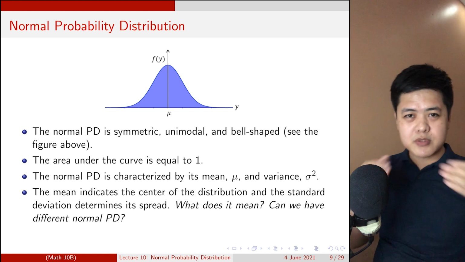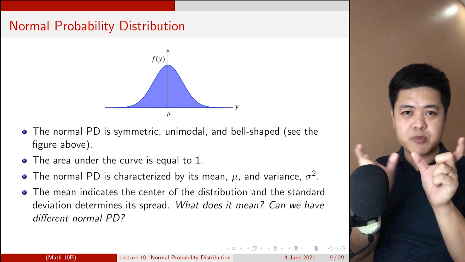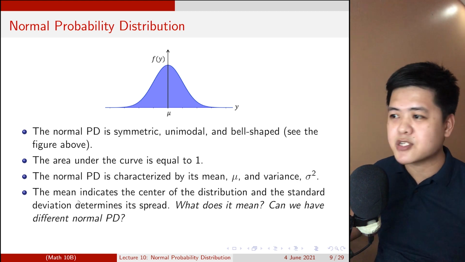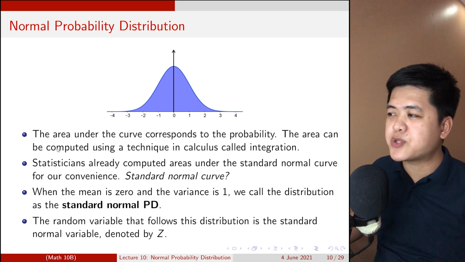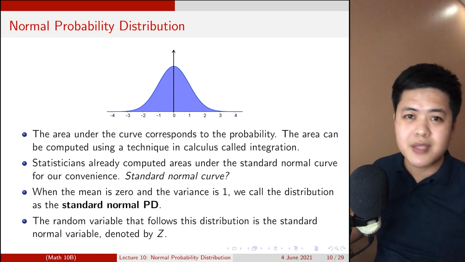Parang kung pansinin mo kung sa real number line, umiipod yung mga normal probability distribution mo. Yung iba mas malapad, iba mas manipis. Depende sa mean at saka sa standard deviation. The area under the curve corresponds to the probability. The area can be computed using a technique in calculus called integration.